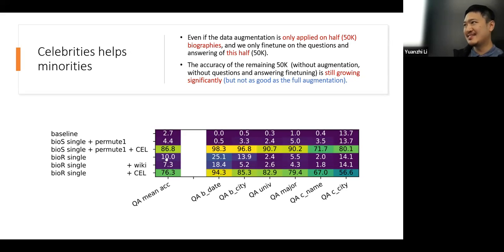Yeah, I think this is a really interesting observation, and it would be cool to understand the mathematics behind how a model stores knowledge. In particular, why would the augmentation on the 50K transfer to the remaining 50K? It's transferring the way to store knowledge, which is a very non-trivial operation.